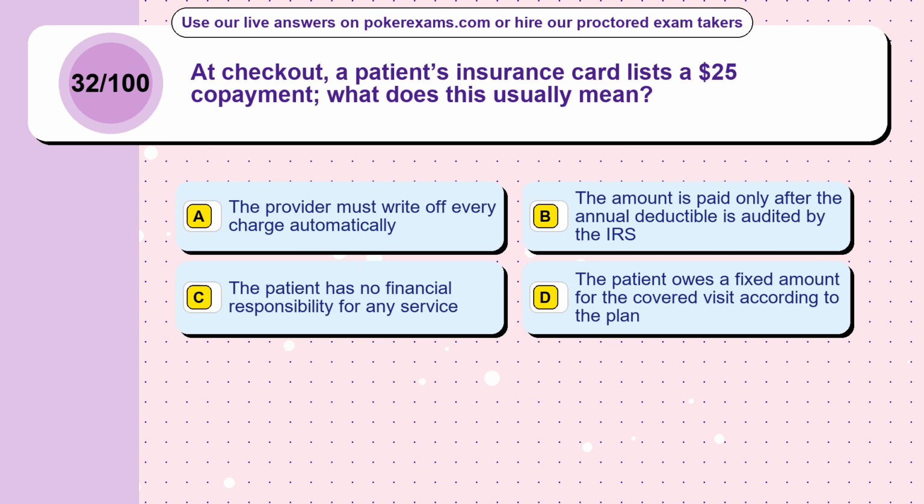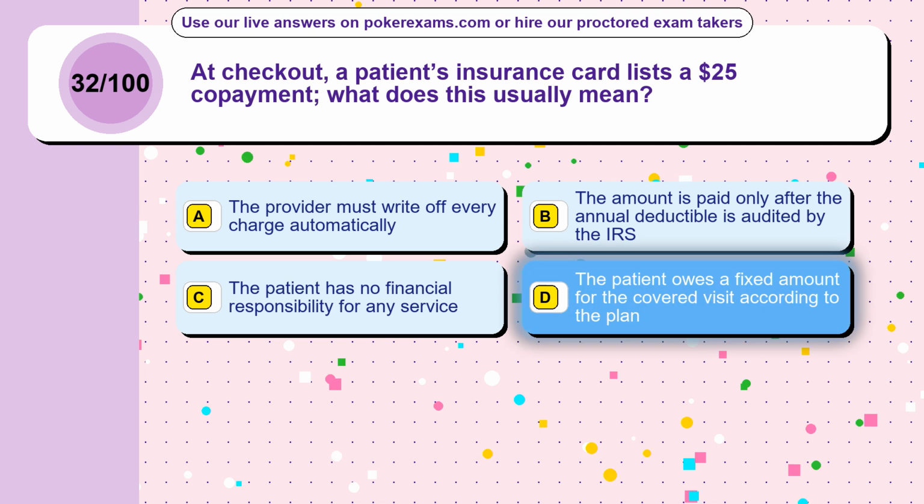Question 32. At checkout, a patient's insurance card lists a $25 copayment. What does this usually mean? Option A. The provider must write off every charge automatically. Option B. The amount is paid only after the annual deductible is audited by the IRS. Option C. The patient has no financial responsibility for any service. Option D. The patient owes a fixed amount for the covered visit according to the plan.